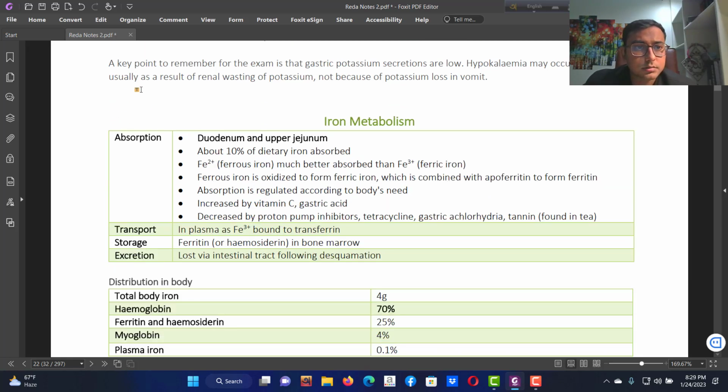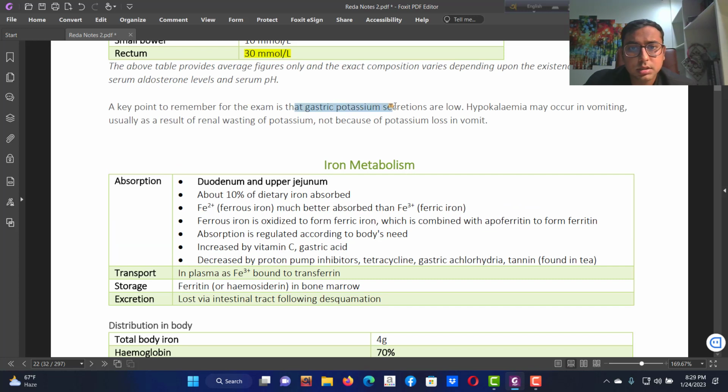Now the iron metabolism. So key point, remember for the exam: the gastric potassium secretions are low, and hypokalemia may occur in vomiting, usually due to renal wasting of potassium, not potassium loss in the vomitus.